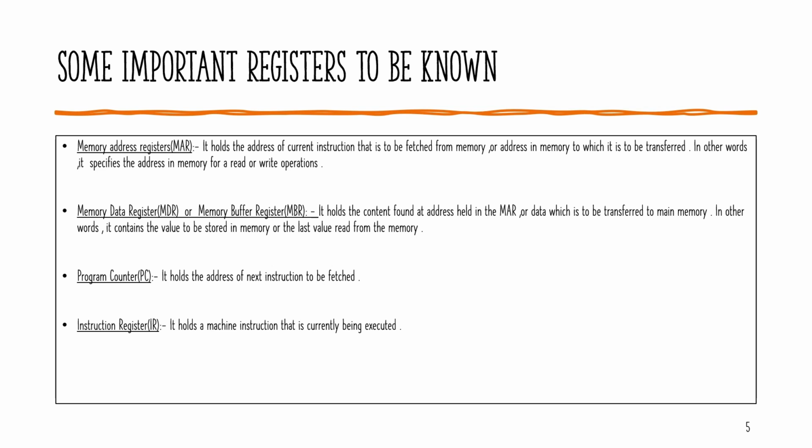MDR, Memory Data Register, also called MBR, Memory Buffer Register. It holds the content found at the address held in MAR, or data which is transferred to the main memory. In other words, it contains the value to be stored in memory or the last value read from memory. PC, Program Counter. It holds the address of the next instruction to be fetched. IR, Instruction Register. It holds the machine instruction that is currently being executed.